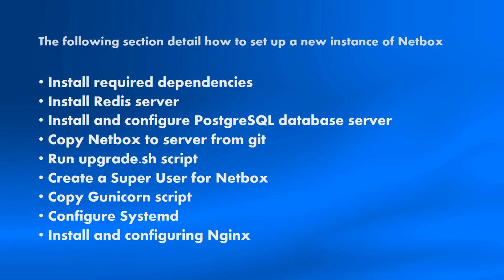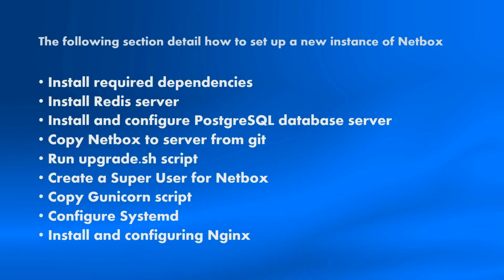Next step is to copy Netbox to the server from Git. What does it mean? We clone Netbox from Git and begin the process of configuring it for us. The next step is to run the upgrade.sh script. The script will prepare Netbox to run after the code has been upgraded. And the next step, create a superuser for Netbox, for example, admin or Netbox admin. Next step, copy the gunicorn script, that's all.